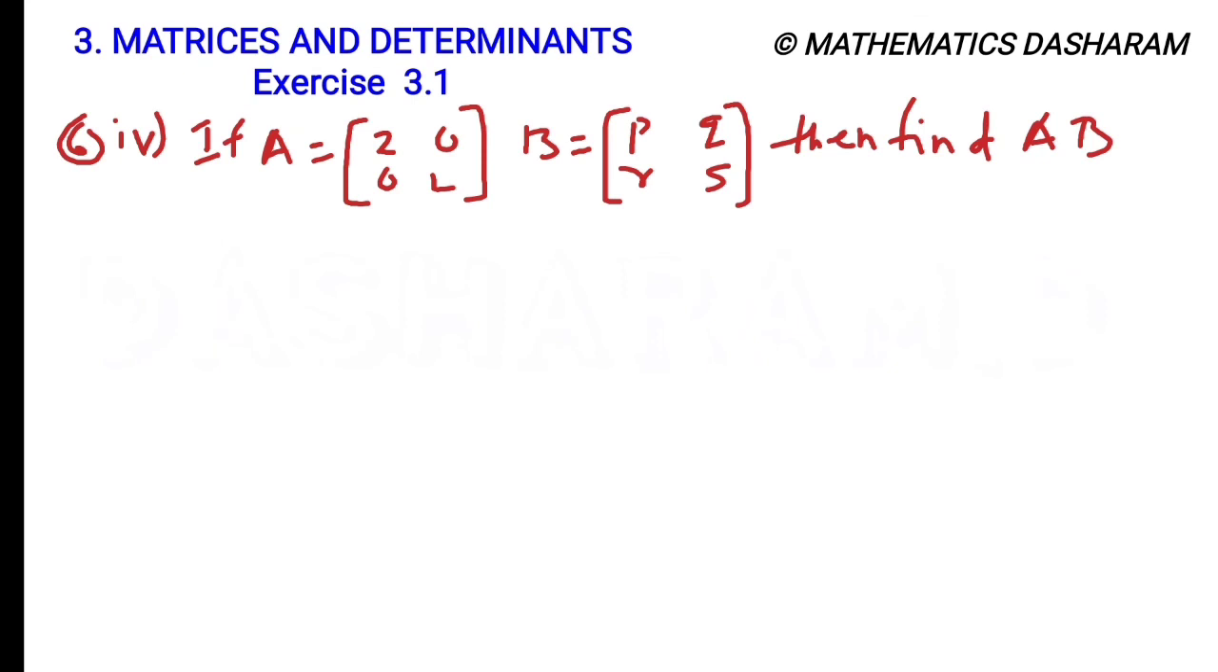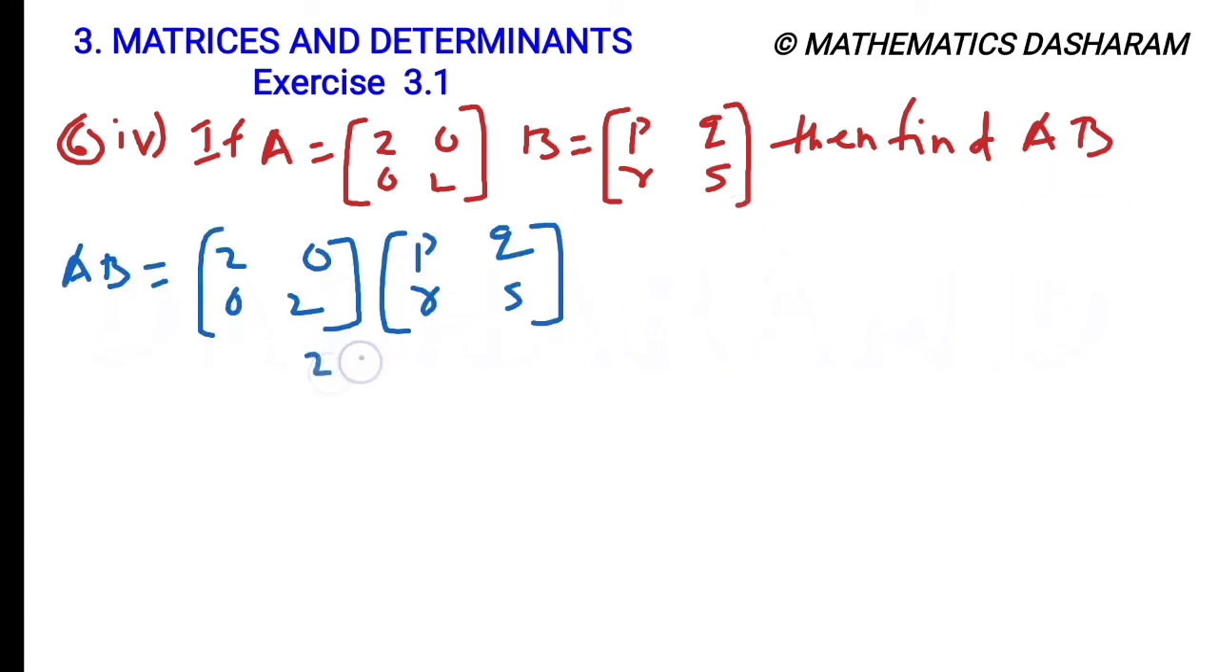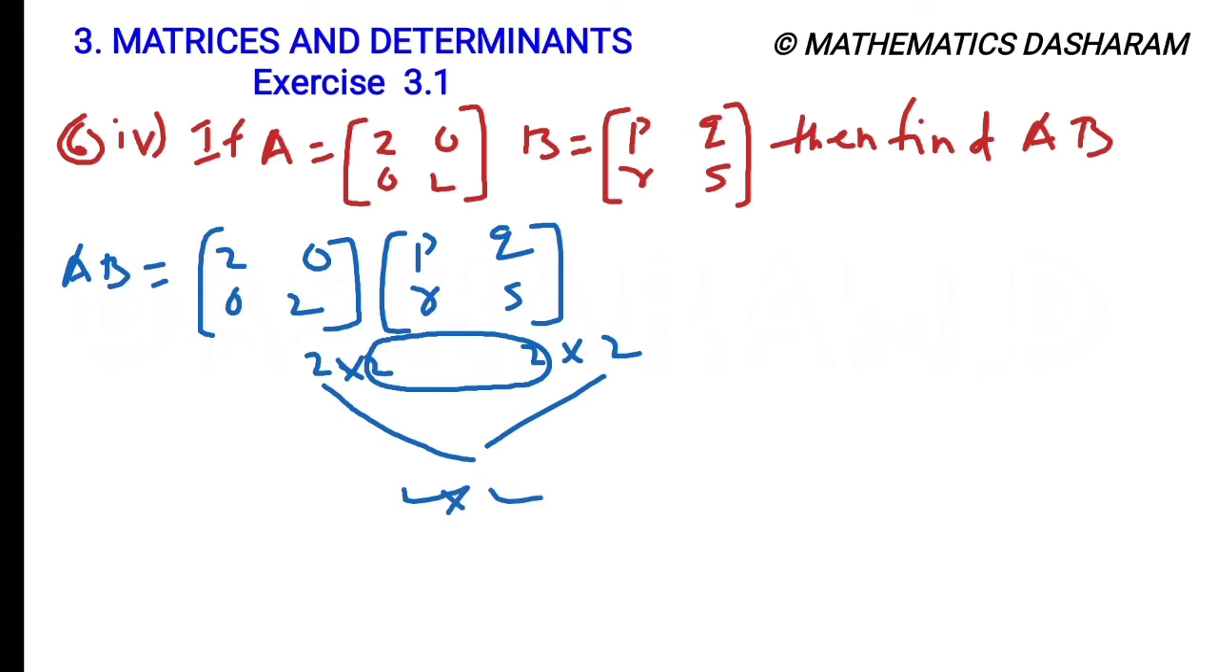Next, the fourth problem, A equals 2002, B equals PQRS, then find AB. So here the first matrix order is 2 by 2 and second matrix order also 2 by 2. Number of columns in the first matrix equals number of rows in the second matrix, so then product is possible, and the order of the answer matrix is 2 by 2. So let's do the multiplication now.